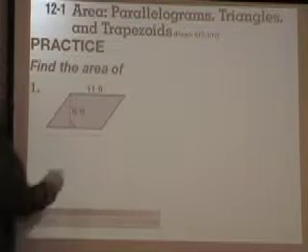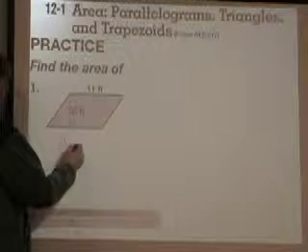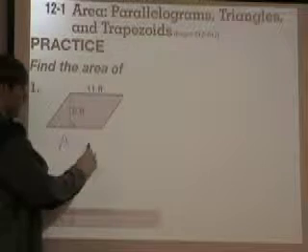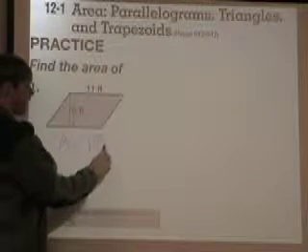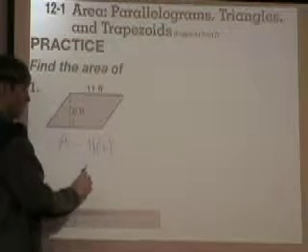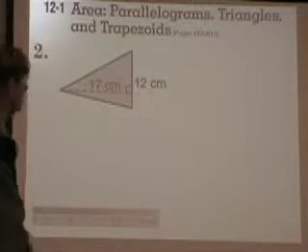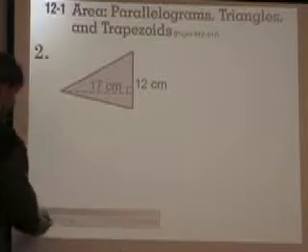It's a parallelogram. So our area is going to equal the base, which is what? 11 times the height, which is 6. So our area equals 66. Now, the second example is a triangle.